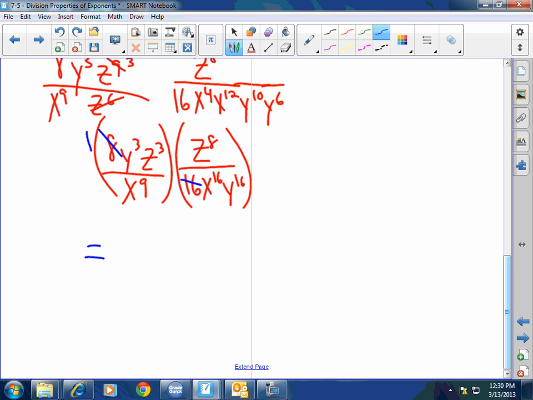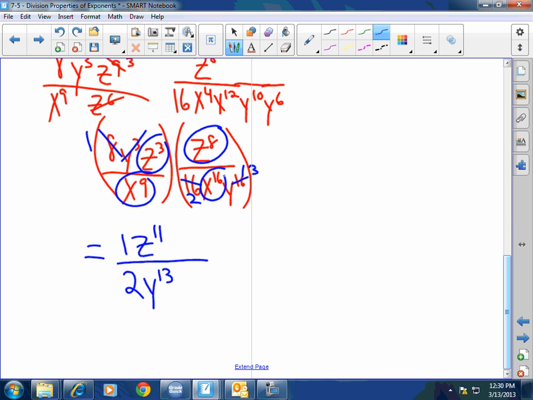That goes to 1, that goes to 2, because I just divided. Simplified. I've got 3 y's here. I've got 16 y's here. So I've got 13 y's left over in the denominator. Z to the 11th, z to the 3rd times z to the 8th is z to the 11th. And x to the 9th times x to the 16th is x to the 25th.